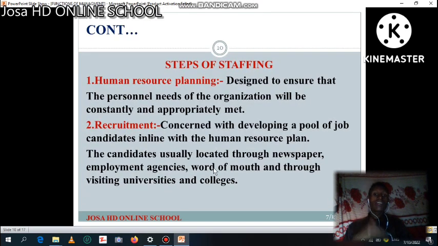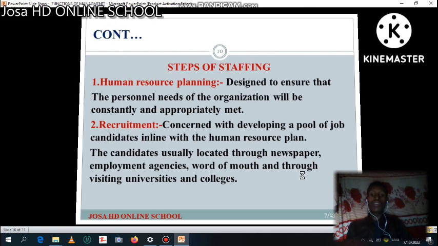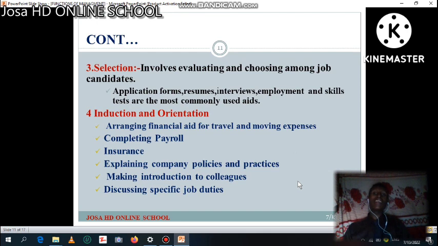After the candidates are located through newspapers, employment agencies, word of mouth, or by visiting universities and colleges, the third step is selecting, which involves evaluating and choosing among job candidates. Application forms, resumes or CVs, interviews, employment skill tests are the most commonly used aids to select among the candidates. And the fourth step of staffing is induction and orientation.